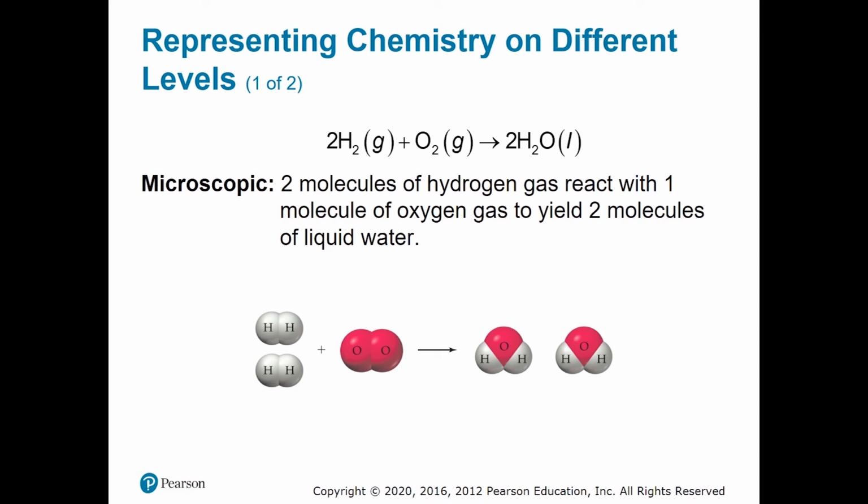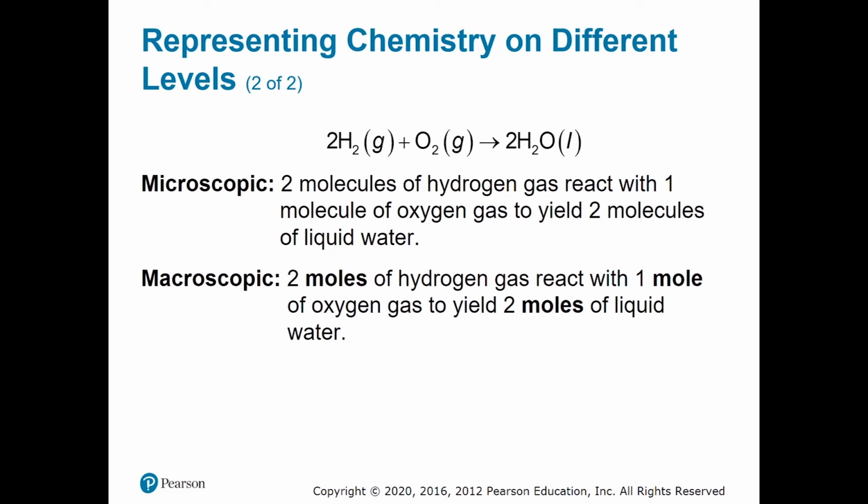This gives us 2 related pieces of information. On the microscopic or molecular level, it means that 2 molecules of hydrogen react with every 1 molecule of oxygen, and the result is 2 molecules of water. The G in parentheses after H2 and O2 tells us that these substances are in the gaseous state. The L in parentheses after H2O tells us that the water is in the liquid state.